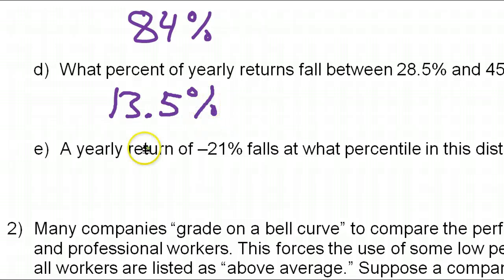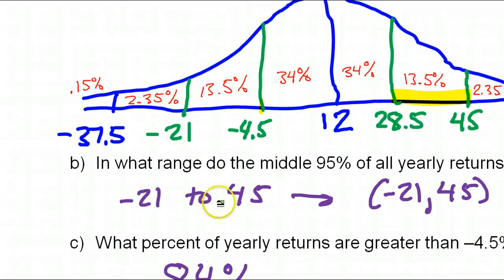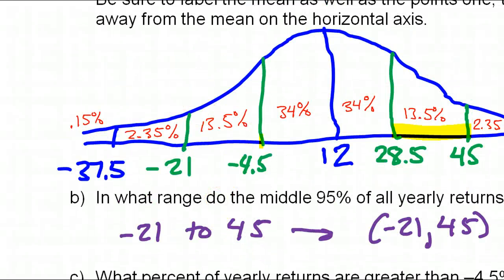Okay, a yearly return of negative 21% falls at what percentile? Okay, first let's find that number, negative 21. Okay, so I found it. When we talk about percentiles, we're talking about the percentage of the data that is less than. So if I'm at negative 21, this is the part of the curve that's less than -21. So this less than amount tells us what percentile this is.